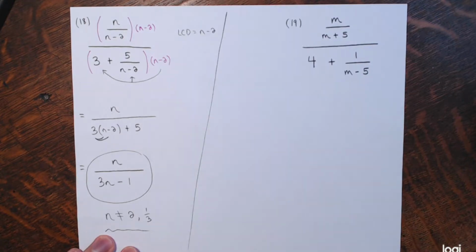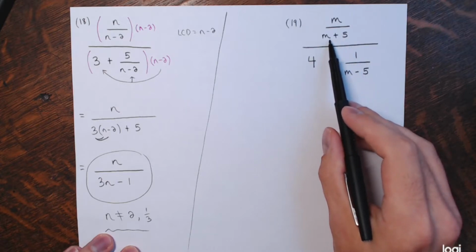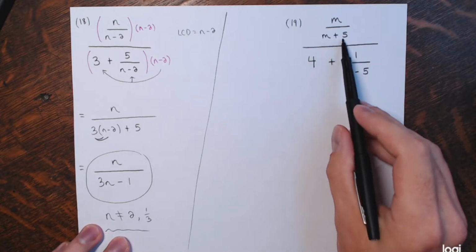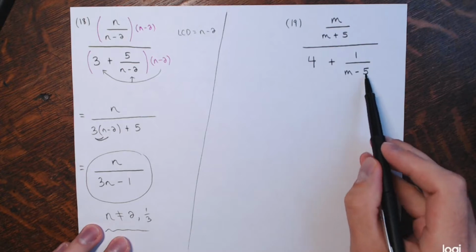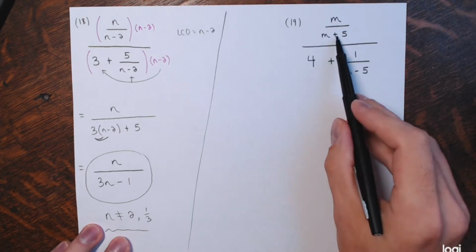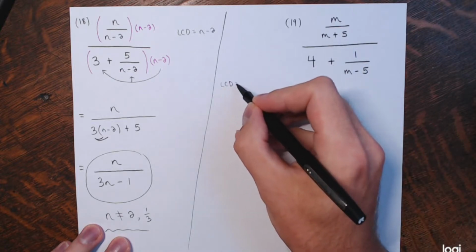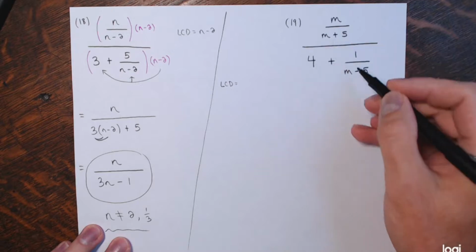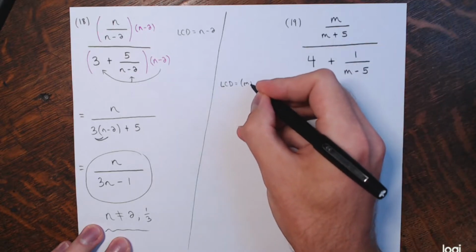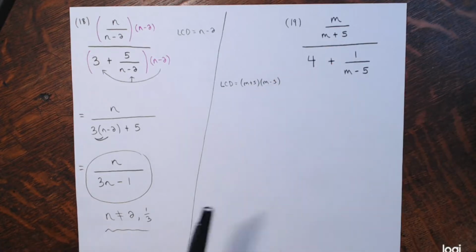All right, example 19, same thing. Now this is a little trickier, because notice that the denominators showing up here are m plus 5 and m minus 5 and 1. This is like 4/1. But all the denominators are already factored, so we can state the LCD very quickly. It would be m plus 5 times m minus 5. All right, that's the LCD.